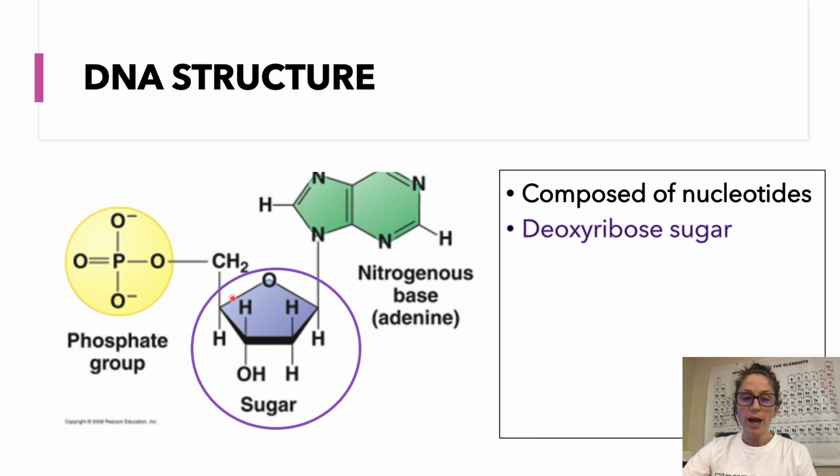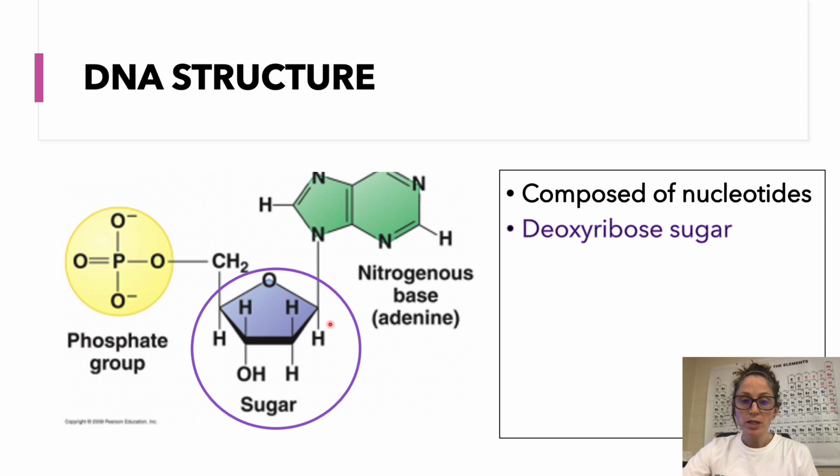First of all, we have our deoxyribose sugar. This is a ribose sugar in that it has 5 carbons, but it's deoxy because it is missing the oxygen here, which the ribose sugar that RNA has would have an oxygen here.